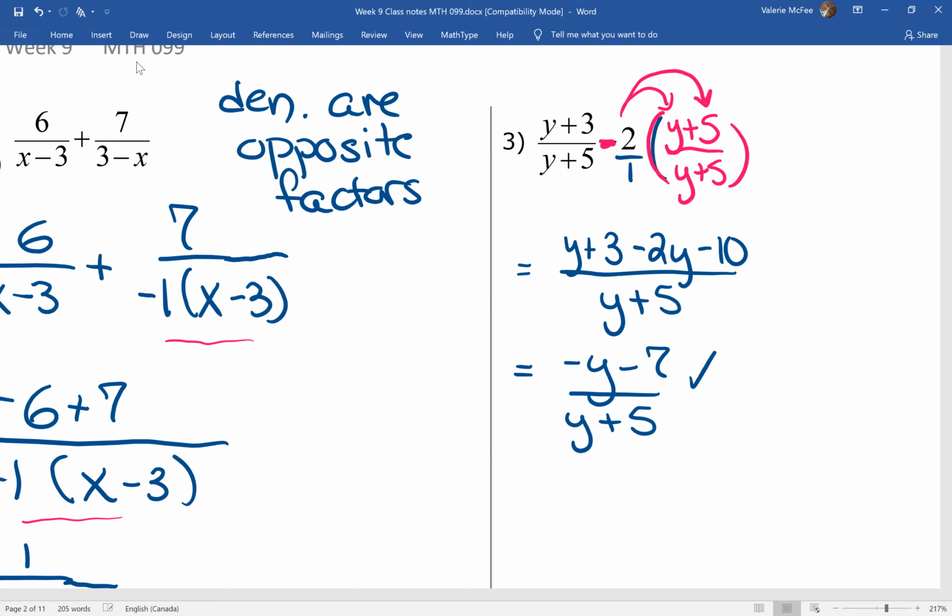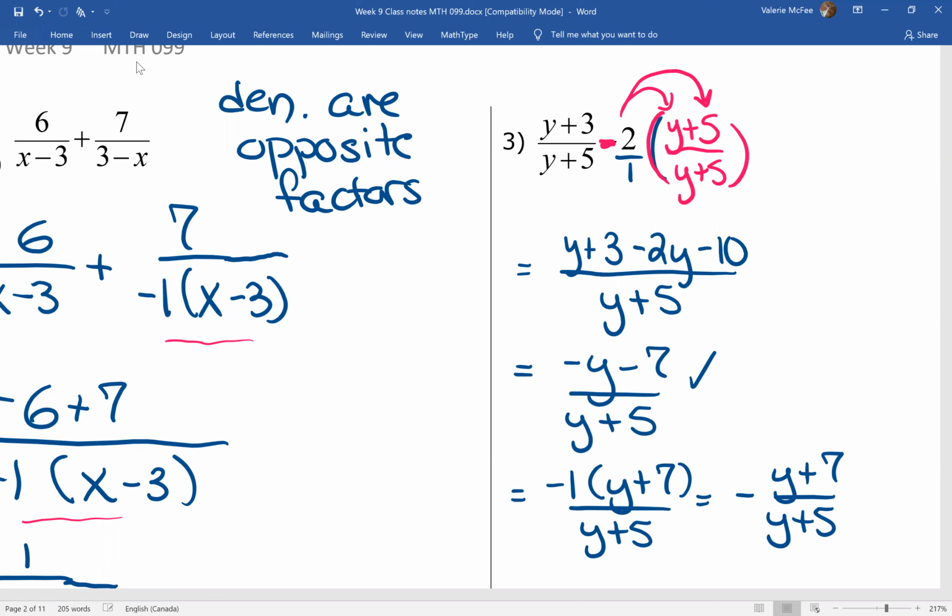This is fine. If you want to, you could factor negative 1 out of the numerator and say that this is the negative of y plus 7 over y plus 5. Either of those is good. What about restrictions? Remember, we're looking at the denominator, and we see that y cannot equal negative 5 because negative 5 plus 5 would equal 0.